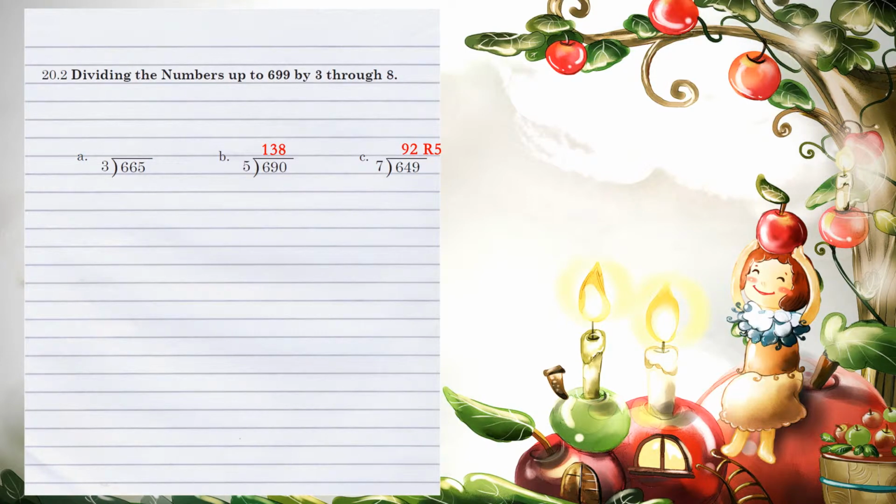3 can go into 6 2 times. 2 times 3 is 6. When you subtract here, you get 0 again. Bring down the 5.